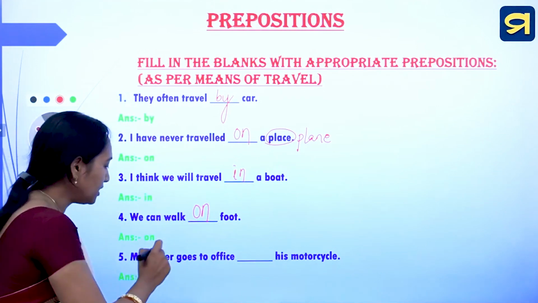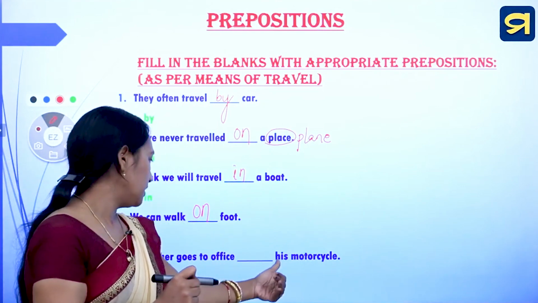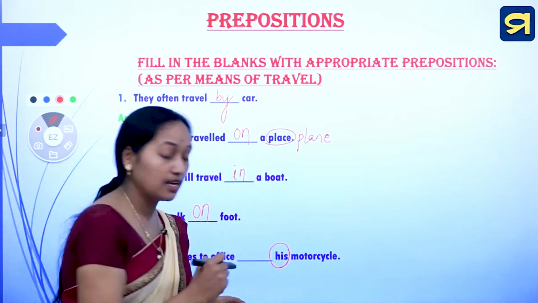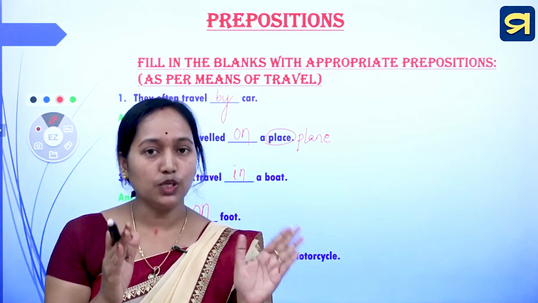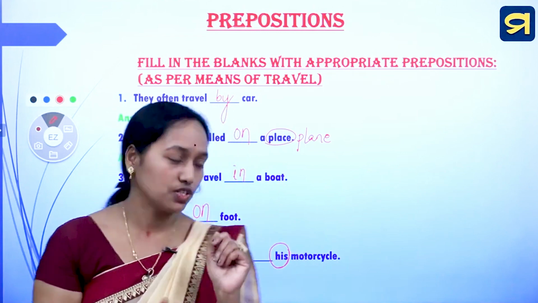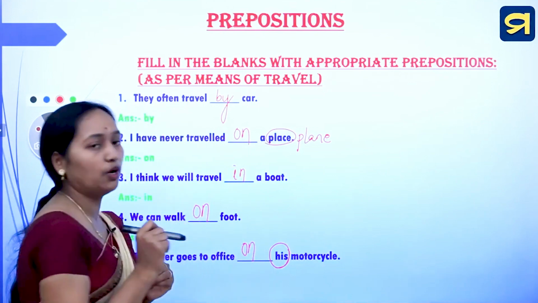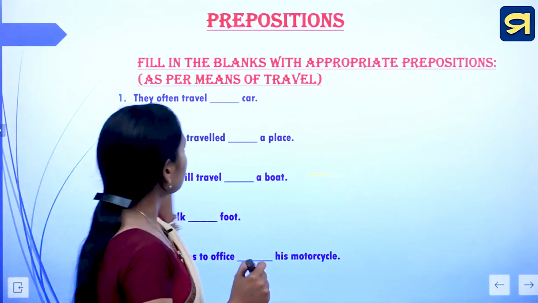Last, my father goes to office dash his motorcycle. Students, you just see, his is used. I have told you, if there is a determiner, which preposition will be used? Very good. On will be used. On his motorcycle. Okay. The next one.